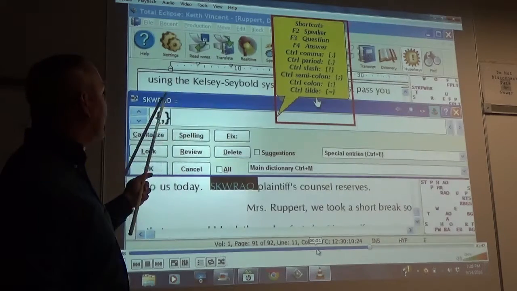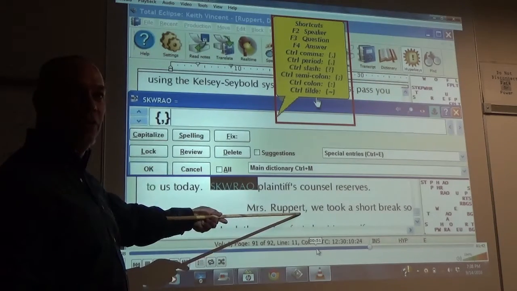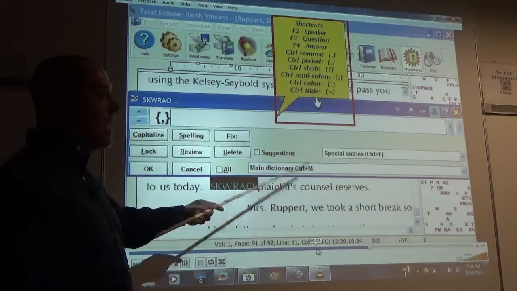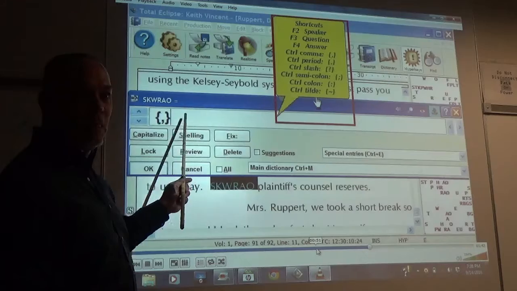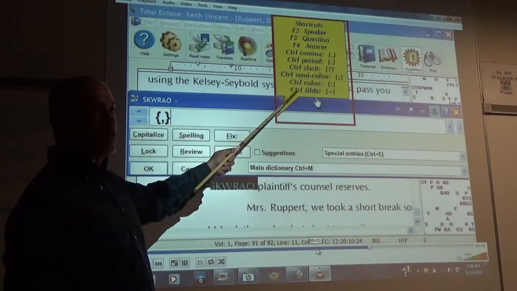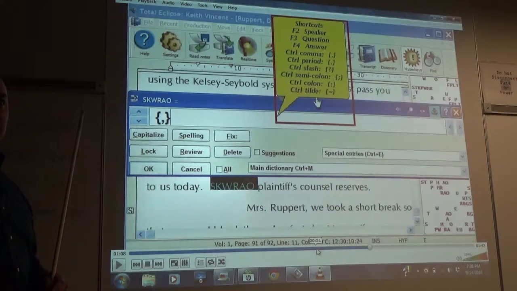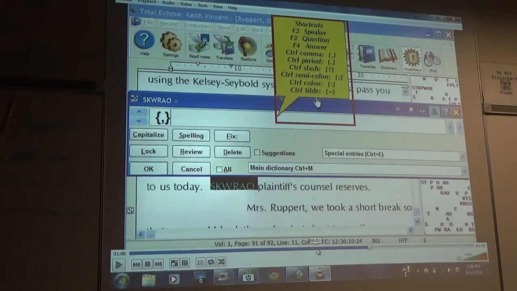Okay? But you have to be in this. It's not when you're down here. Got it? It's not when you're in the text. It's when you're defining it. When you're going to define it, you do the Control, right, and it's going to automatically set it up the correct way. Does that make sense?